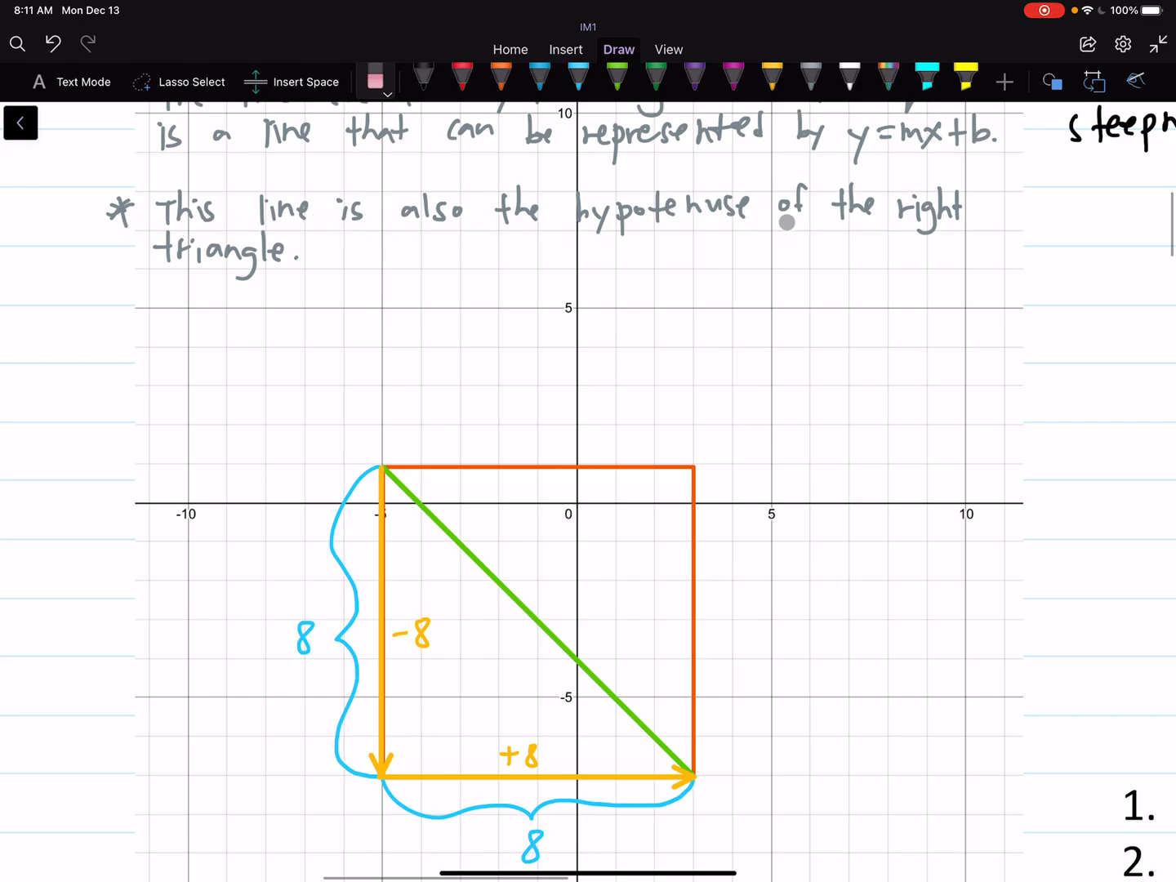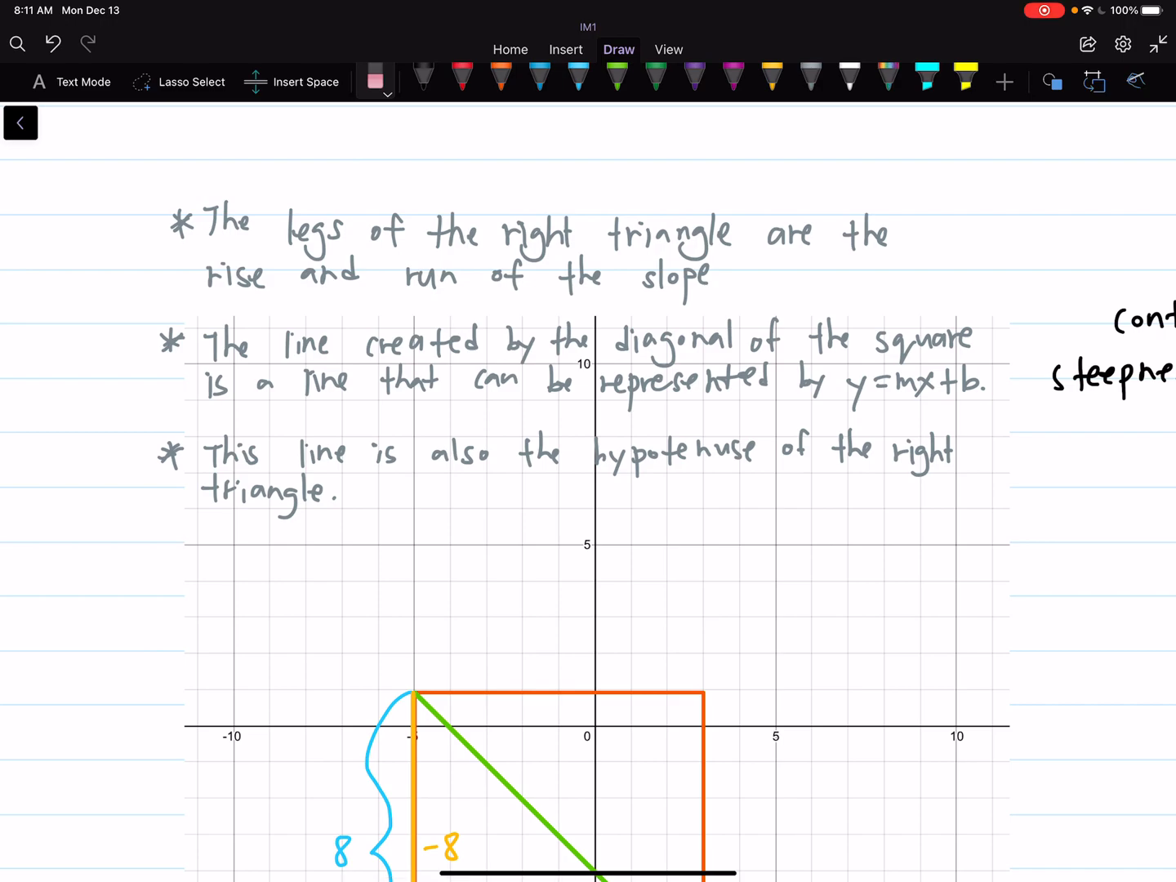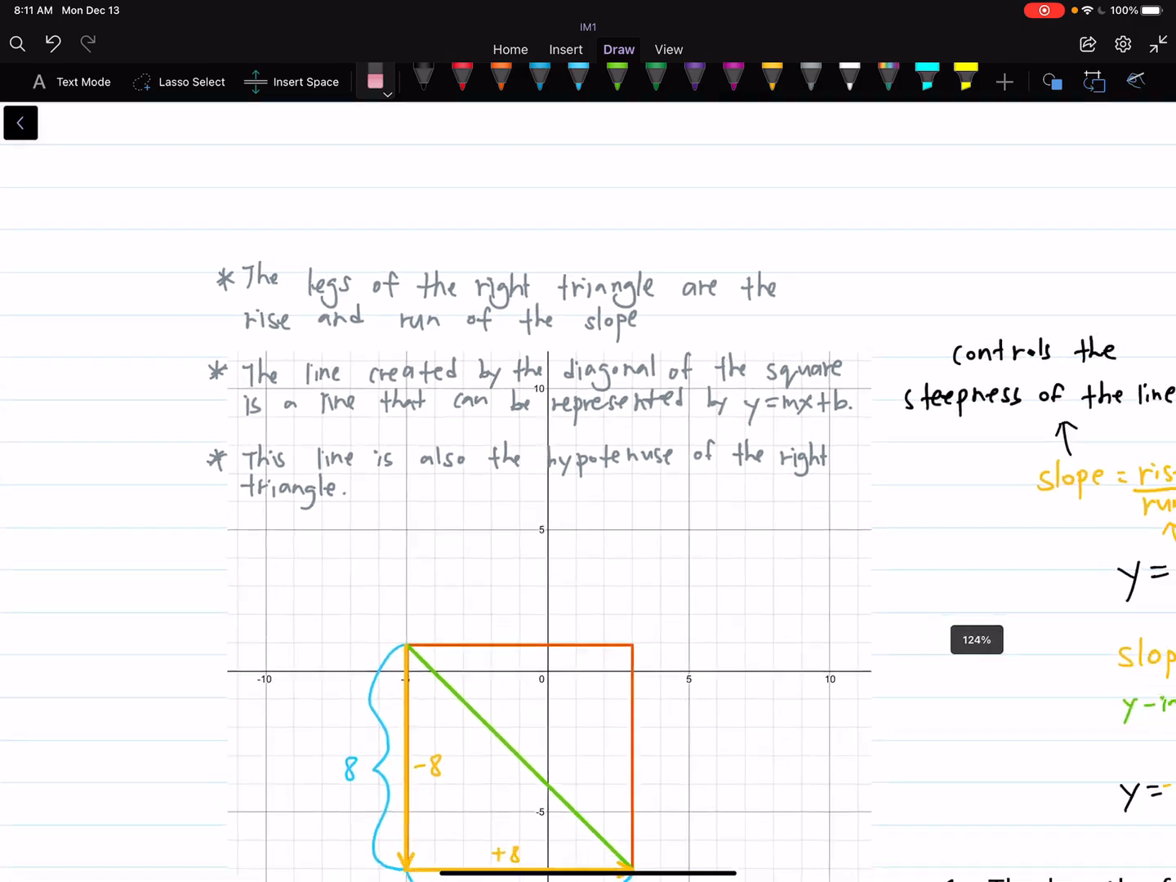And this line is also the hypotenuse of the right triangle. So this green line is also the hypotenuse of the right triangle. The hypotenuse is the side that is the longest of a right triangle, which is also across or the opposite of the right angle, which is right here. So these are three things that we have to understand and the connections that we're making from everything that we've learned up to this point.